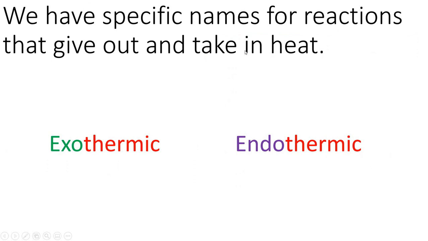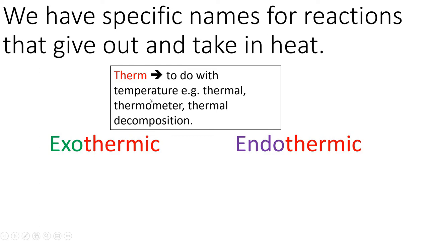Okay, we have very specific names for these reactions. So, thinking back to last lesson, we've seen this part of a word, therm, before. So, have a think. Can you remember what that means? Well, what that means is it's to do with temperature. Yeah, so we saw thermal decomposition, where it breaks down due to heat. There's also thermometer, the thing we use to measure temperature.